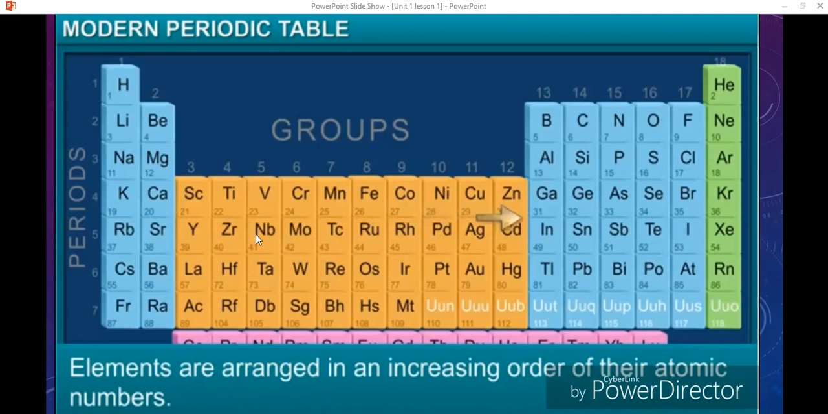And if we note the D block, it starts from the fourth period. So one more time, the D block starts from the fourth period.